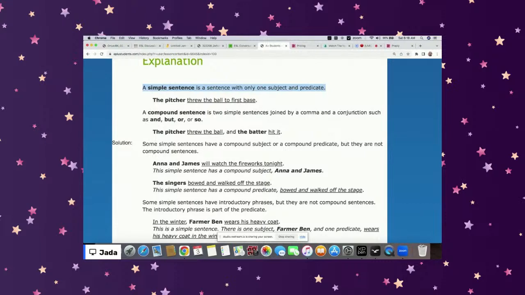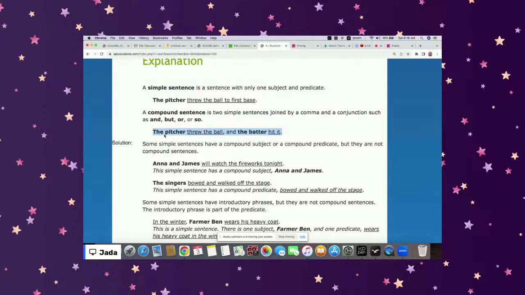And we have four kinds of conjunctions. We have and, but, or, so. So these are our four conjunctions here: and, but, or, so. That's it. Now, look at an example of the compound sentence.